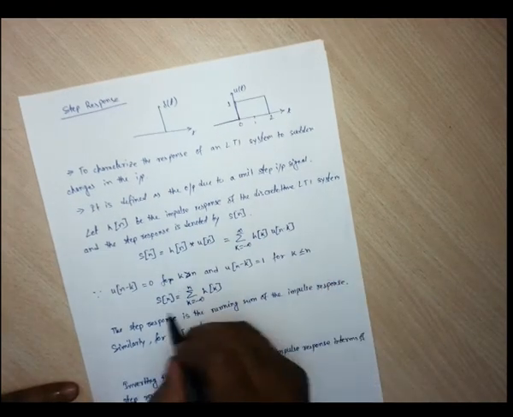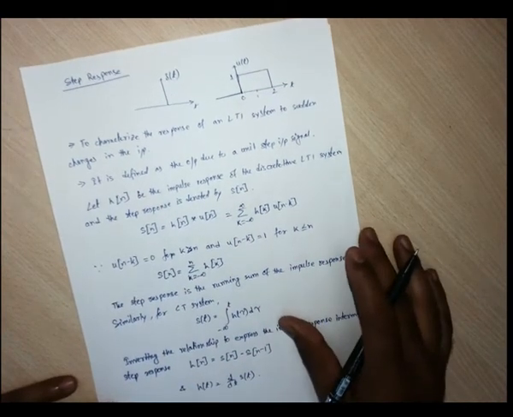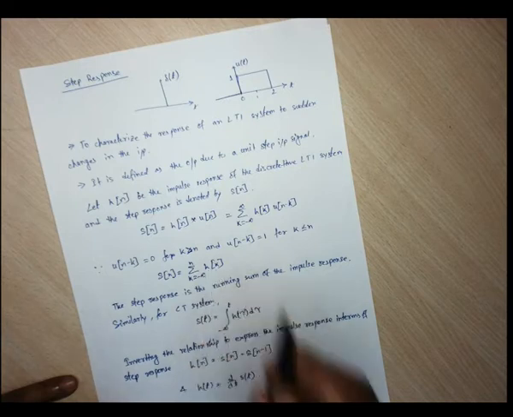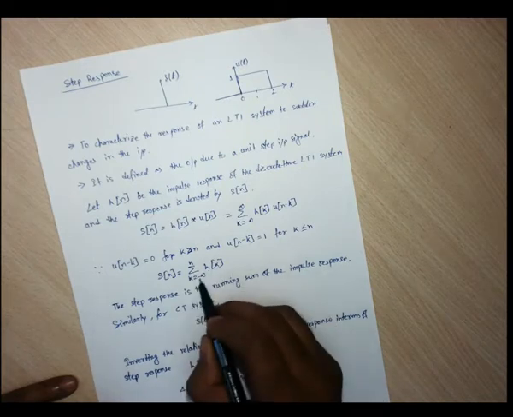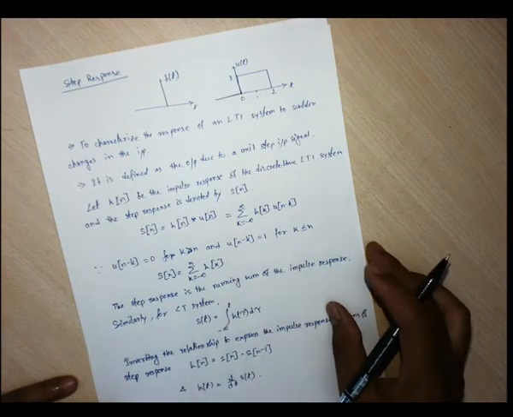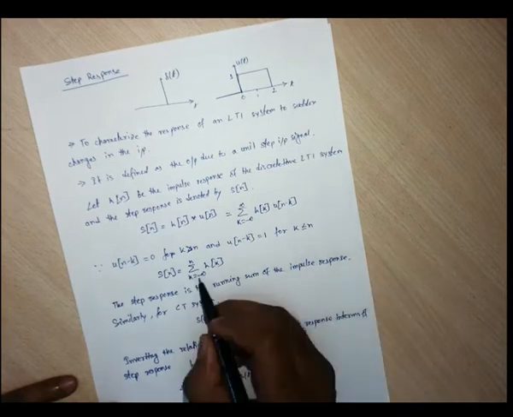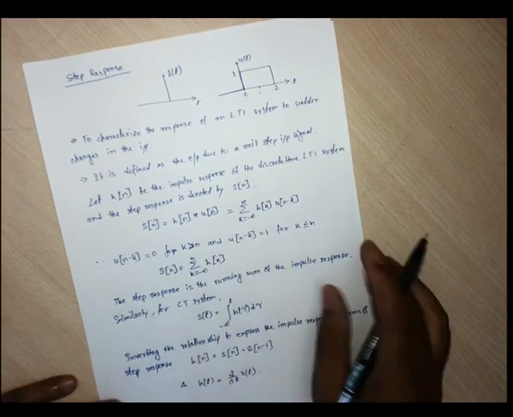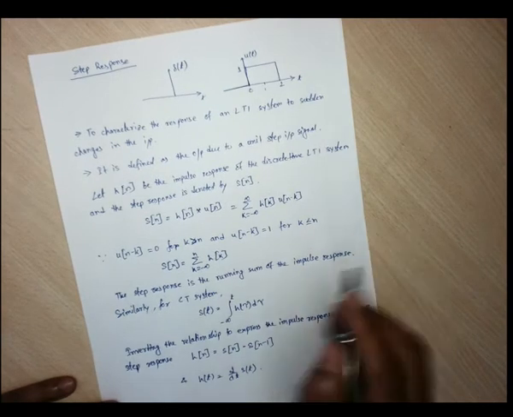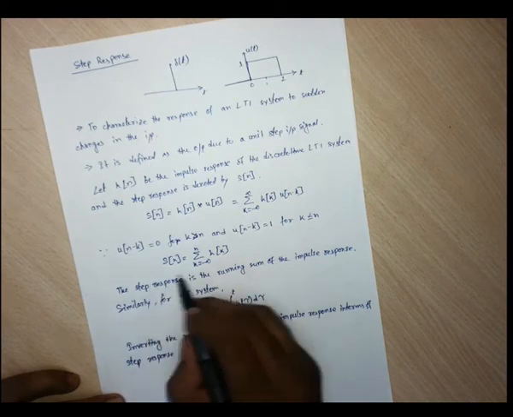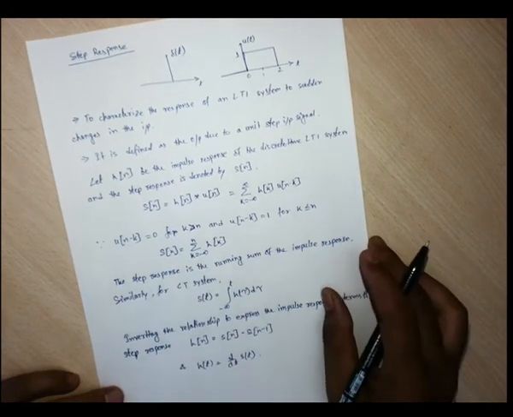All of them which exist in the right hand side have an amplitude of 1. So what we can write, this s of n is equal to the summation of h of k, for the range of k from minus infinity to n, means all the values which are lesser than n. For those values of n, this s of n is the same as the impulse response summed. So this step response is the summation of all the impulse responses.